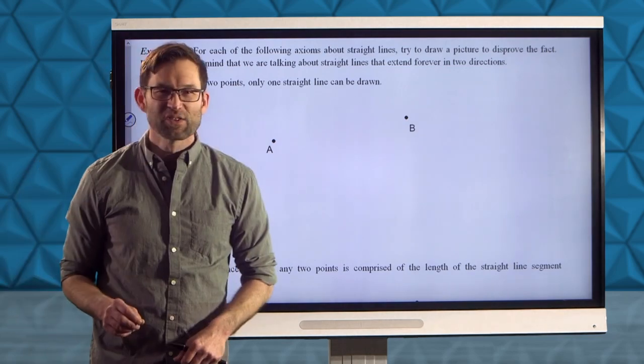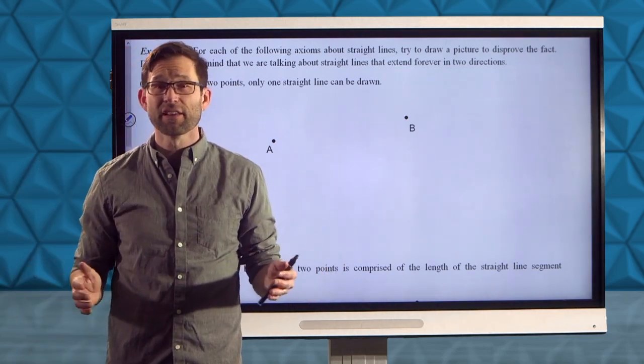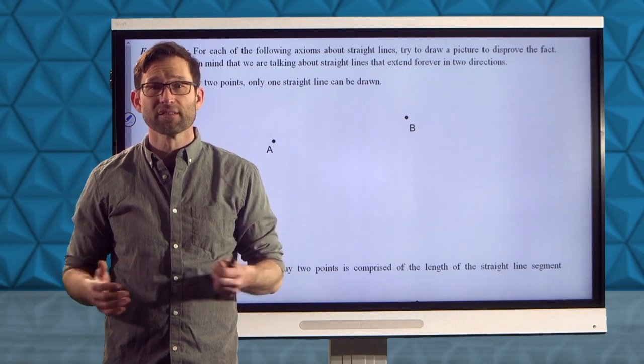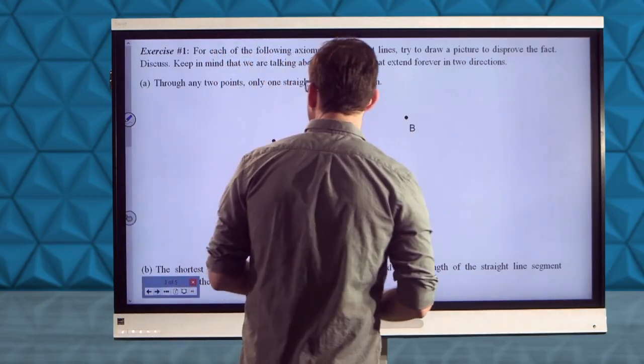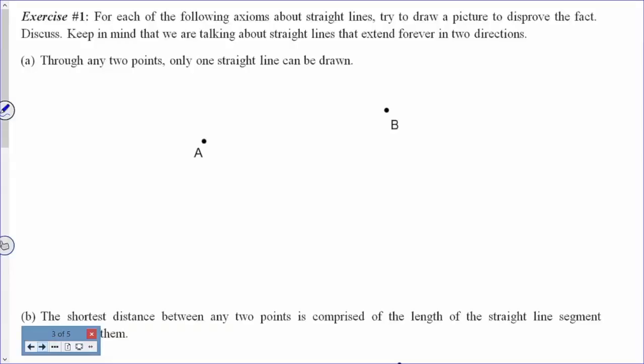All right. So exercise 1 and exercise 2, that's basically all we have today, but there are lots of sub-exercises in them. So let's take a look at what exercise 1 asks us to do. For each of the following axioms about straight lines, try to draw a picture to disprove the fact. And again, each one of these things is an axiom, which means it's true to the best of our knowledge, so we're going to call it a fact, and to discuss.